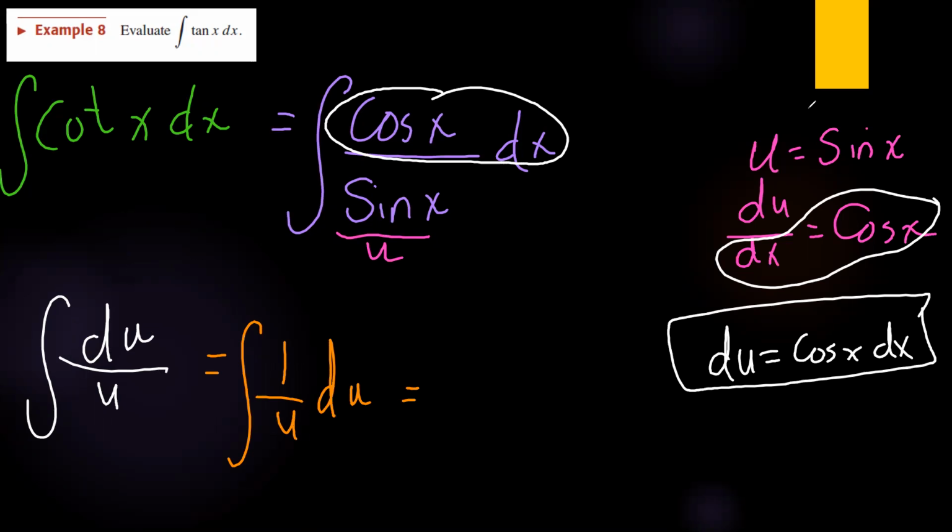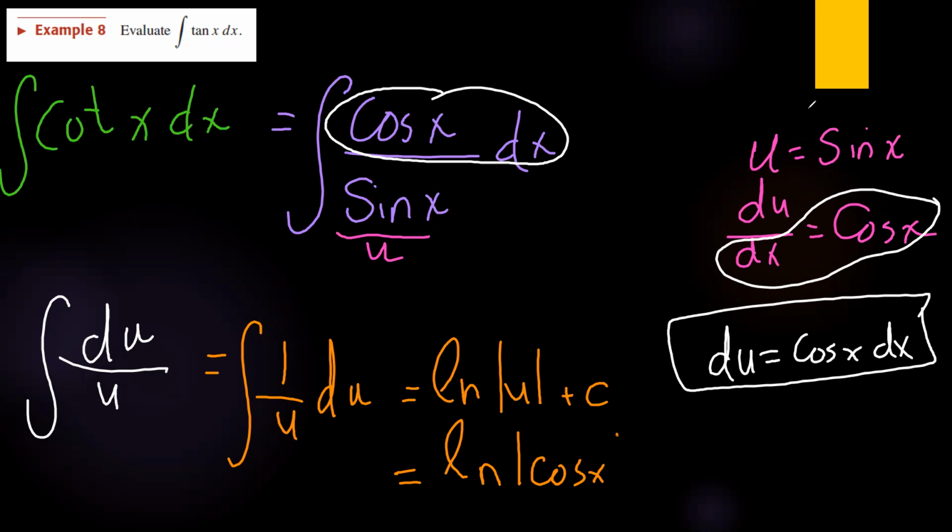And all of us know that the integration of 1 over u is ln of u plus c. So it is ln cosine x plus c. Yes, sorry, sine. My mistake. So the integration of cotan is ln sine x plus c.